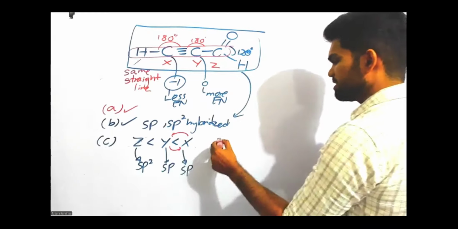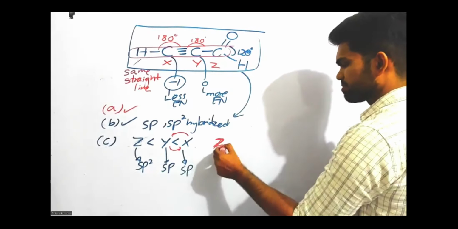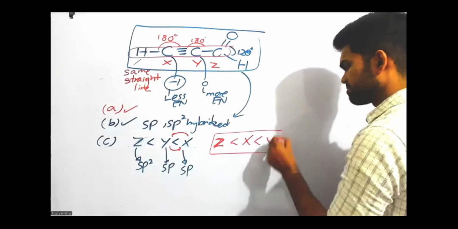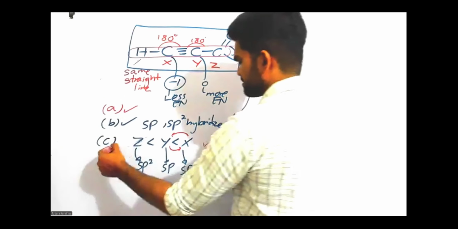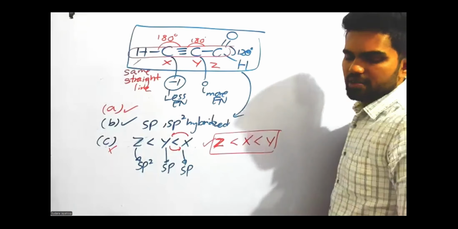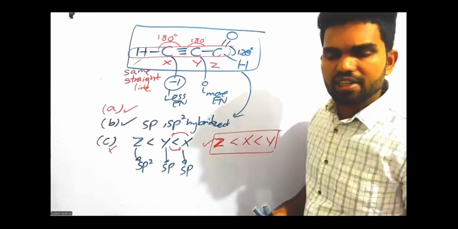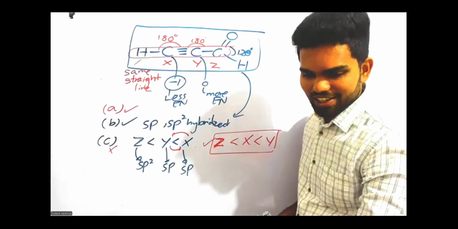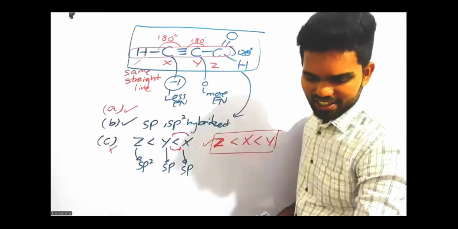So the proper order is X and then Y. So your C statement is wrong. Is that clear? It's about electronegativity. We learned this in an earlier good question also. Right? And then check the last one.